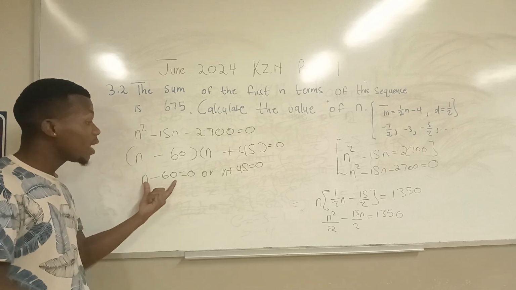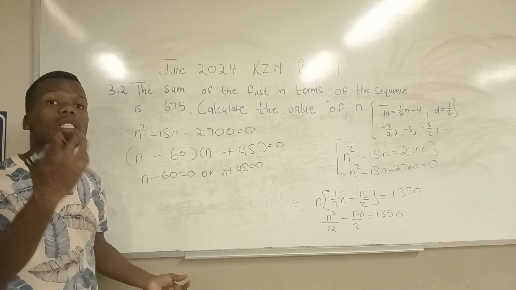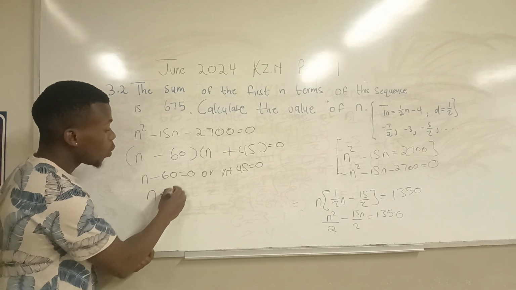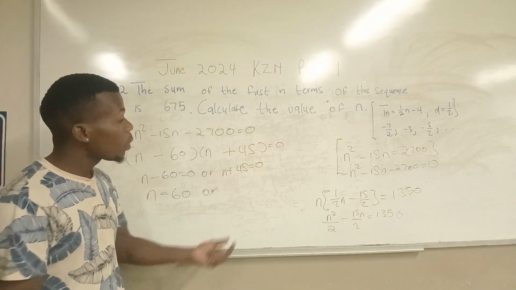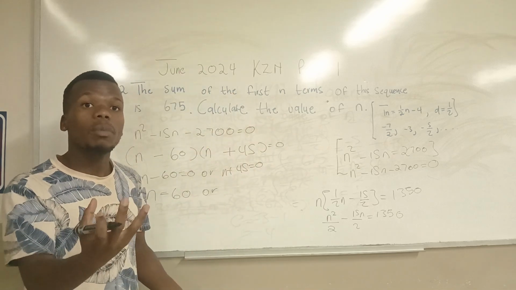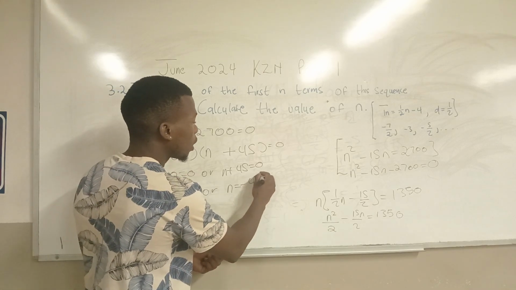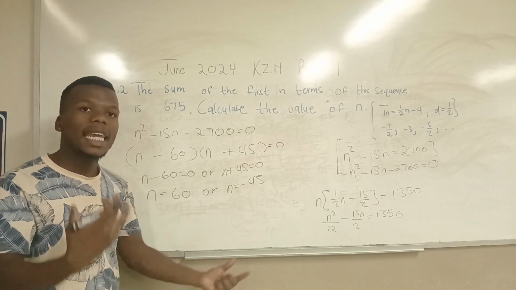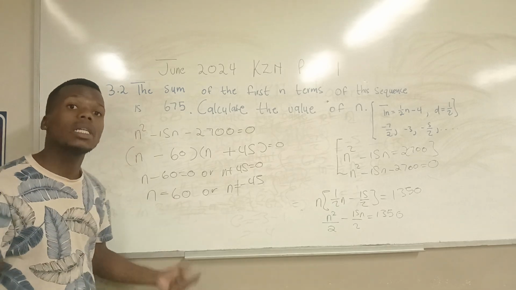Then I make n the subject of the formula. I transpose minus 60 to this side. It will change sign from negative to positive. This will be n equals 60. And then here, I need to make n the subject of the formula. I need to transpose positive 45 to the other side. It will change sign from positive to negative. This will be n equals minus 45. But we know there is no negative number of terms. It means n is not equal to minus 45. n is equal to 60.